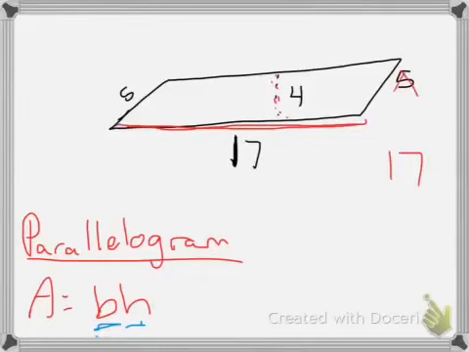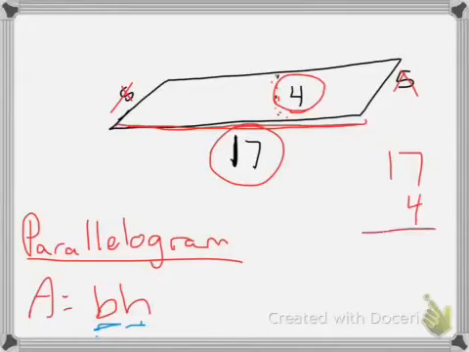Now we don't need these other sides over here. They don't matter. We're going to use the height and the base. So we do 17 times 4. 4 times 7 would be 28. Carry the 2. 4 times 1 is 4 plus 2 is 6, so 68. So the area would be 68. That's all there is. So parallelogram is base times height.